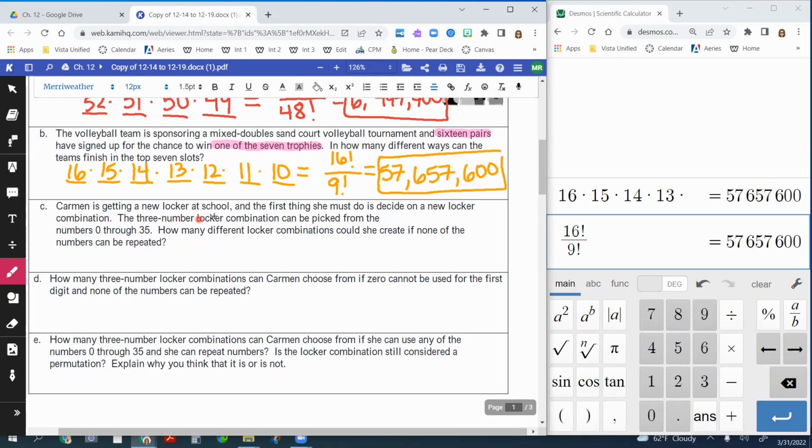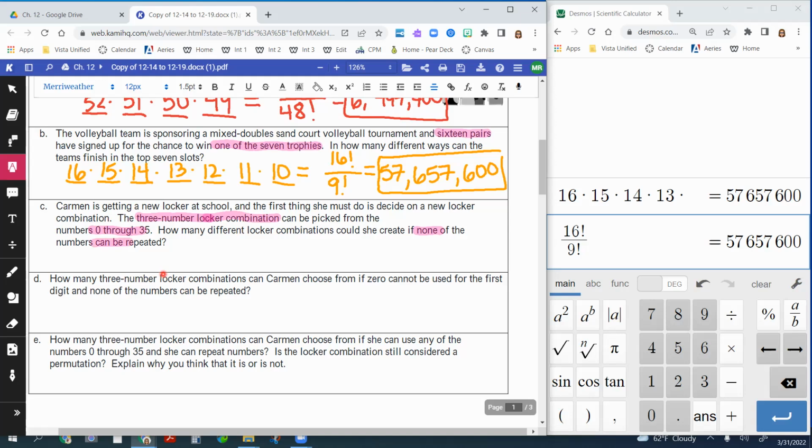Carmen is getting a new locker at school, and the first thing she must do is decide on a new locker combination. The 3-digit number is what she's going to be doing. So a 3-digit locker combination can be picked from the numbers 0 through 35. How many different locker combinations could she create if none of the numbers can be repeated?